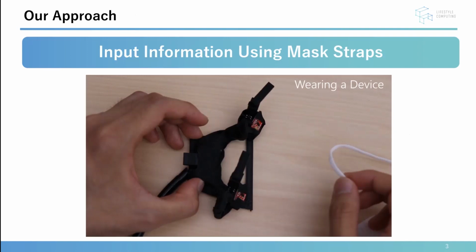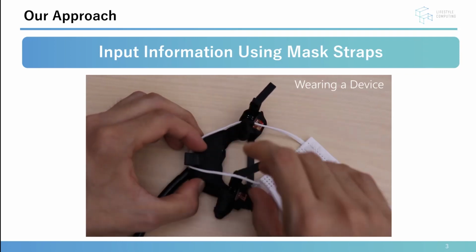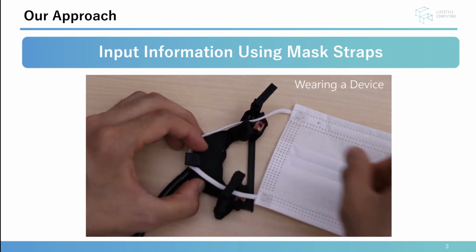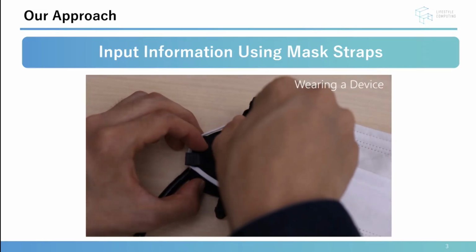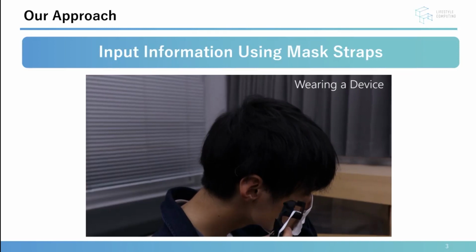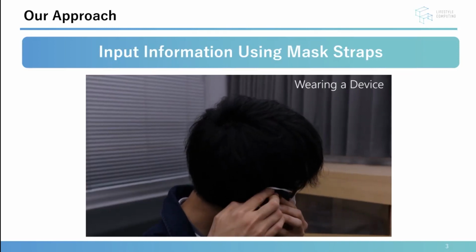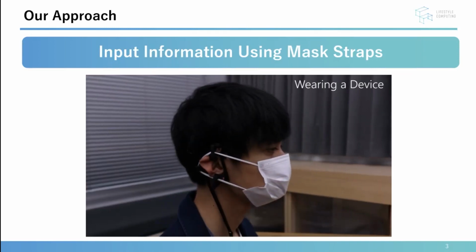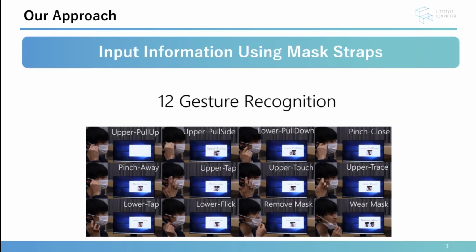In this research, we focused on the mask strap as an input mechanism. I will show you our system overview. We implement the hardware device. At first, the user hooks the mask strap on the device, and then wears the device on their ear. Finally, users perform the gestures, and the system can recognize them.